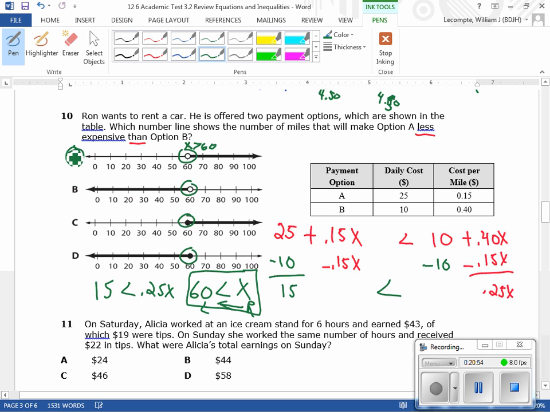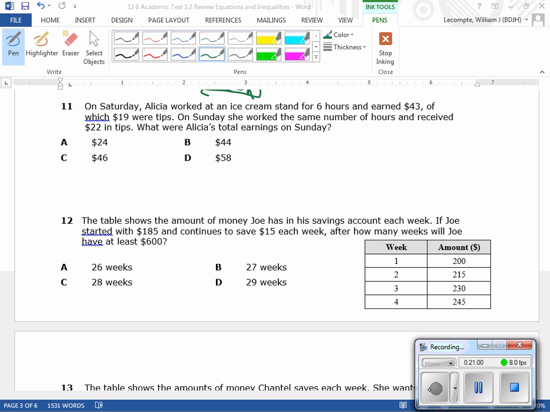Number 11 says: on Saturday, Alicia worked at an ice cream stand for 6 hours and earned $43, of which $19 were tips. On Sunday, she worked the same number of hours and received $22 in tips. What were Alicia's total earnings on Sunday?